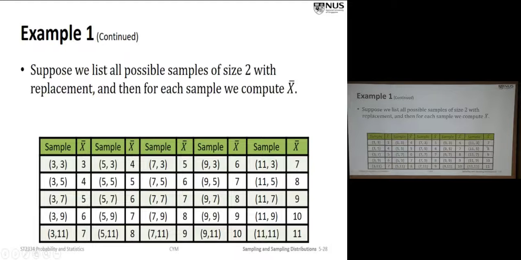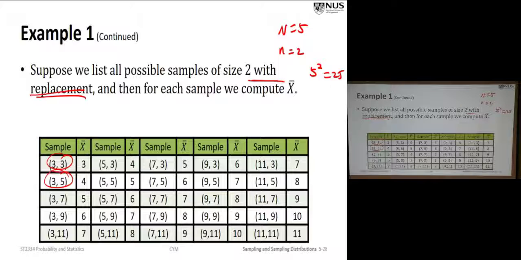So now I take a sample of size 2. These are the possible samples, with replacement. Remember we mentioned earlier, with N equal to 5 and n equal to 2, with replacement means you can put it back and then select again. So altogether, there are 5 squared, or in this case, 25 possible samples.